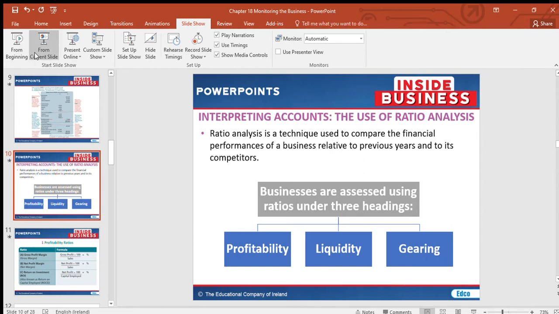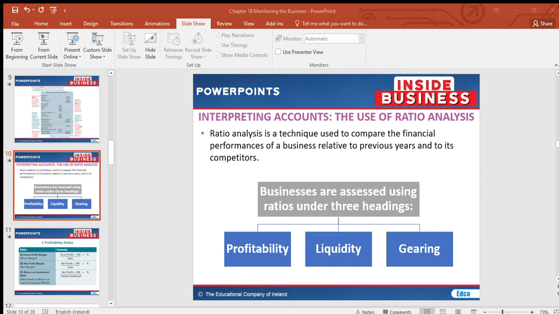So picking up from what we did the last day, I'm just going to focus on the ratio analysis. We looked at profitability the last day. I'm going to look at more liquidity and gearing, and I'm going to correct the homework. I'll correct the homework first for profitability.